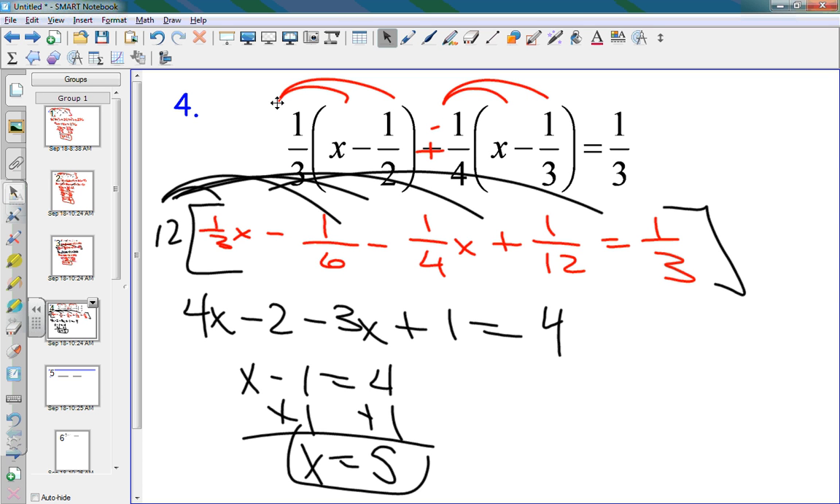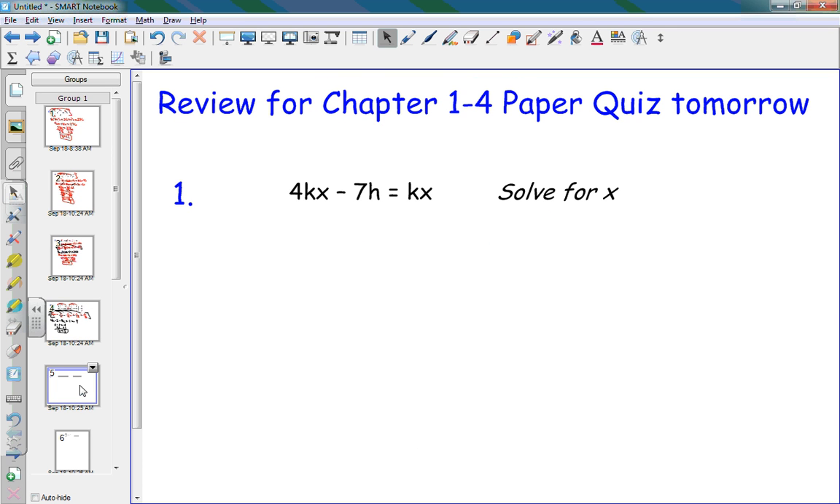Now, what is it over? First things first, solve for x right now. Write it down on your paper and do the problem. You have 1 minute. Okay, your 1 minute's up.